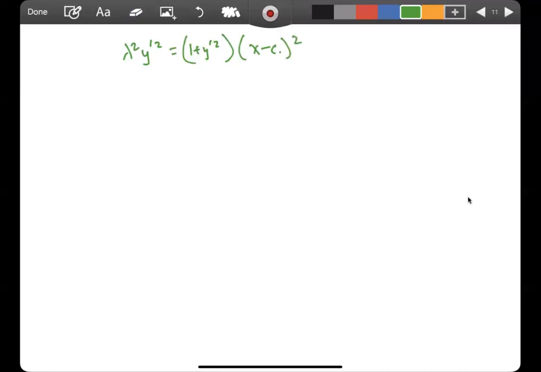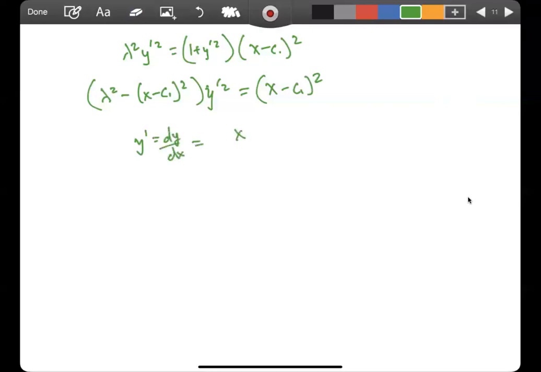Fantastic. And then we're going to solve that. All I'm going to do is subtract the one term over to the other side and then divide: lambda squared minus x minus c1 squared, all times y prime squared, is then equal to x minus c1 squared. Now let's divide and take a square root. At the end of the day, we get that y prime, which is dy dx, is equal to x minus c1 over the square root of lambda squared minus x minus c1 squared.